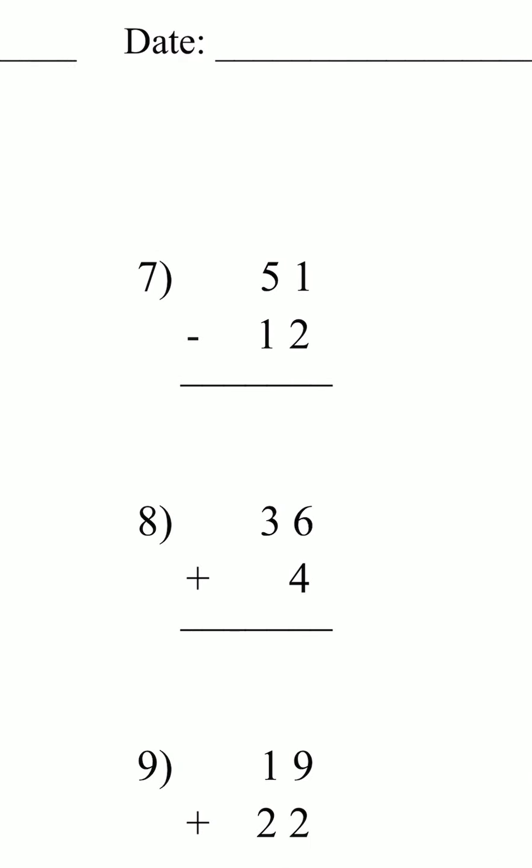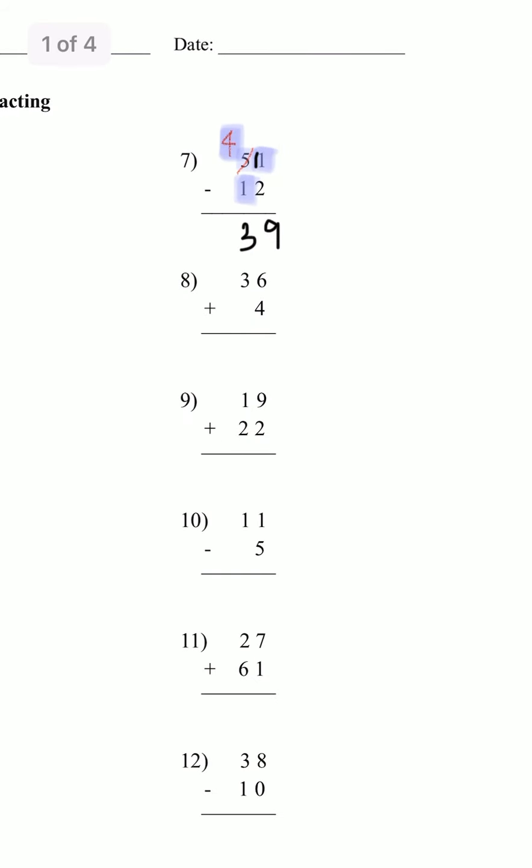Now let's try number 7. We have 51 minus 12. When we look at the ones, because the 1 is smaller than 2, we're going to have to borrow 1 ten from the 5. So if you borrow 1 ten from the 5, that's going to become 4. And now this is going to become 11 instead of 1 because we borrowed 1 ten from the 5. So 11 minus 2 would be 9. And here we have 4 minus 1. 4 minus 1, that is 3. So the answer is 39.